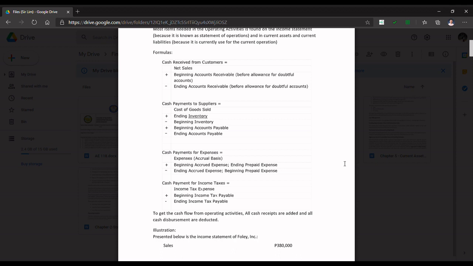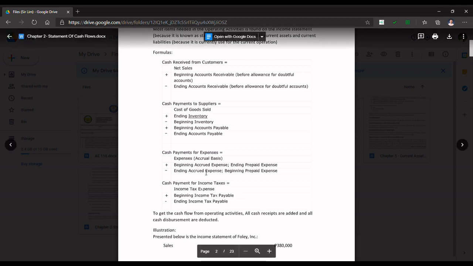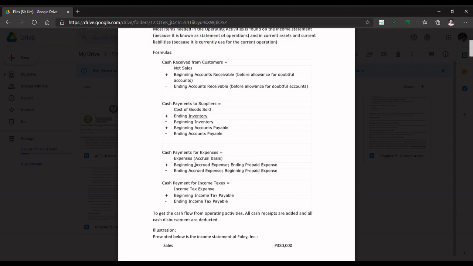If I explain this, we have two sections, the accrued part and the prepaid part, right? So for the accrued, we compute for what we have paid on the accrued. Basically, the beginning is the expense we haven't paid yet, this is the beginning accrued expense, plus the expenses we record for the year, that is the expenses under the accrual basis. Then that is the total expense that we should pay, right?